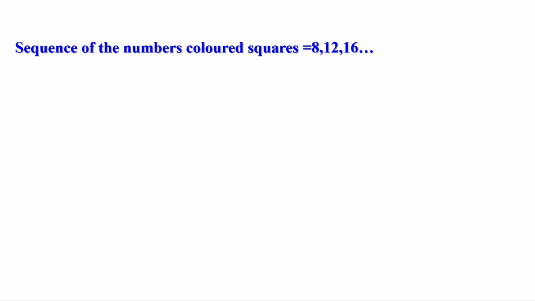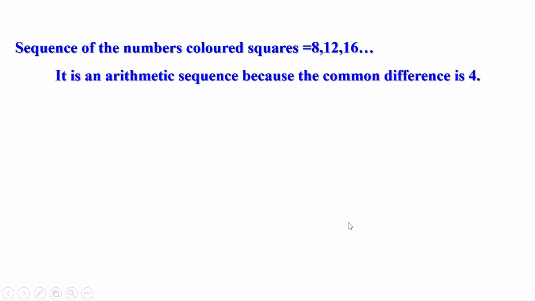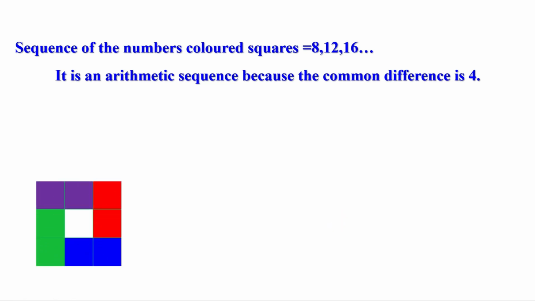8 plus 4 is 12. 12 plus 4 is 16. So there is a common difference 4. So this is an arithmetic sequence. Now you can count the colored squares easily. I'll give you an easy way to count. Let me take the first square and take two squares together to form a rectangle. So there are 4 equal rectangles and each one contains 2 squares. So altogether there are 4 into 2, 8 squares.